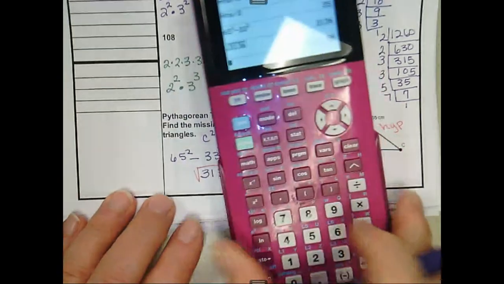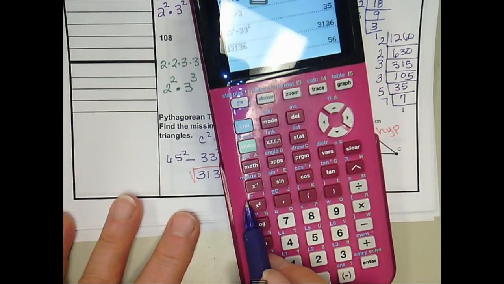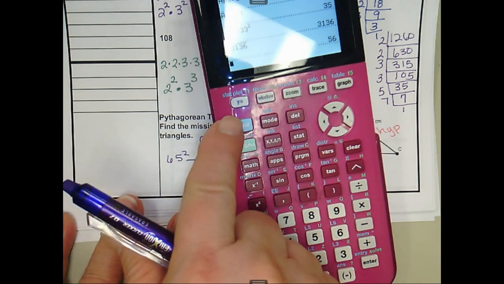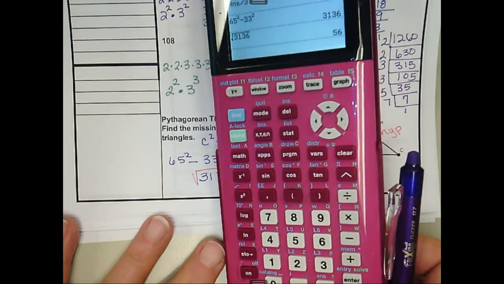Okay, to find your square root button, here's your x squared button. Right above it in blue is your square root. So you hit the blue button, then your x squared button, and that gives you your square root.